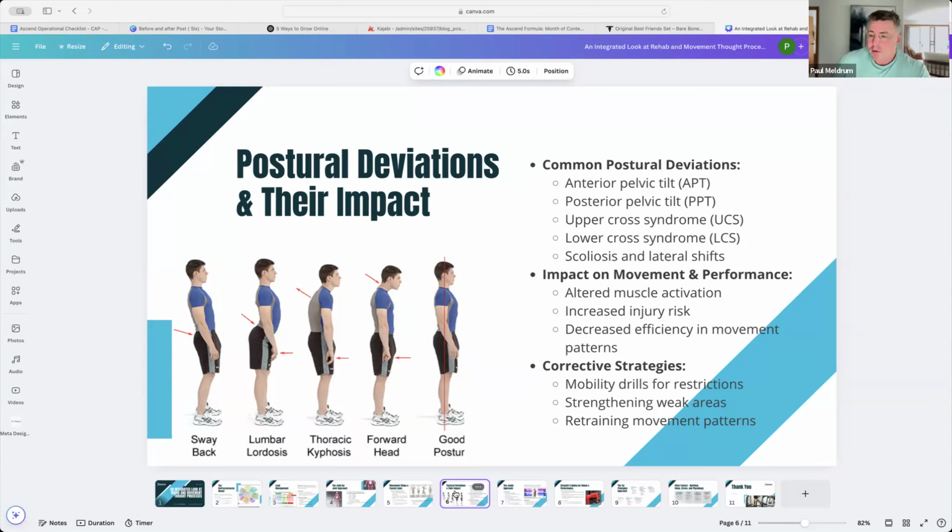Now, corrective strategies: we have mobility drills for restrictions, we strengthen weak areas, and we retrain movement patterns. So we all know the type of stuff you can do for that, but we can definitely go through a lot more over time.